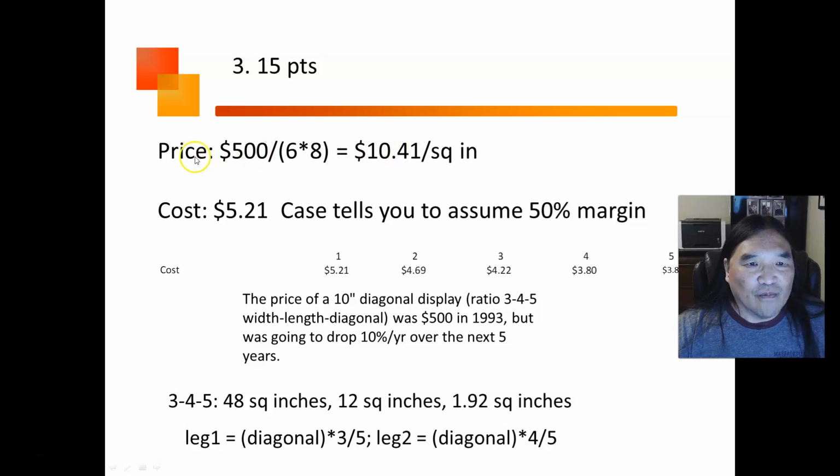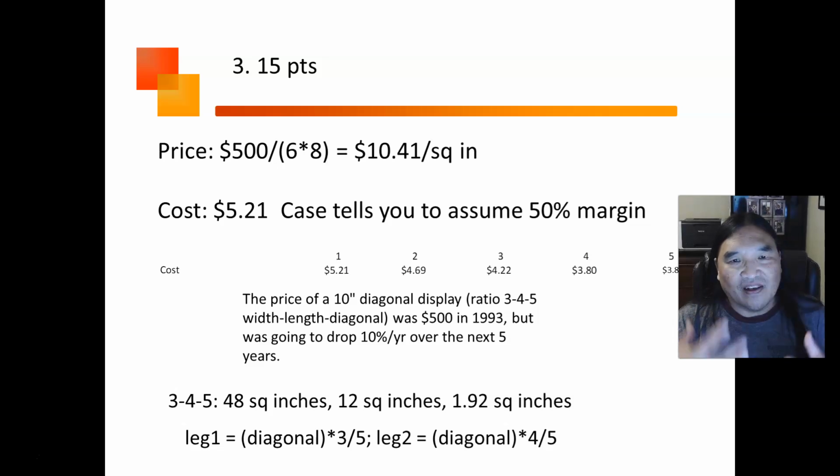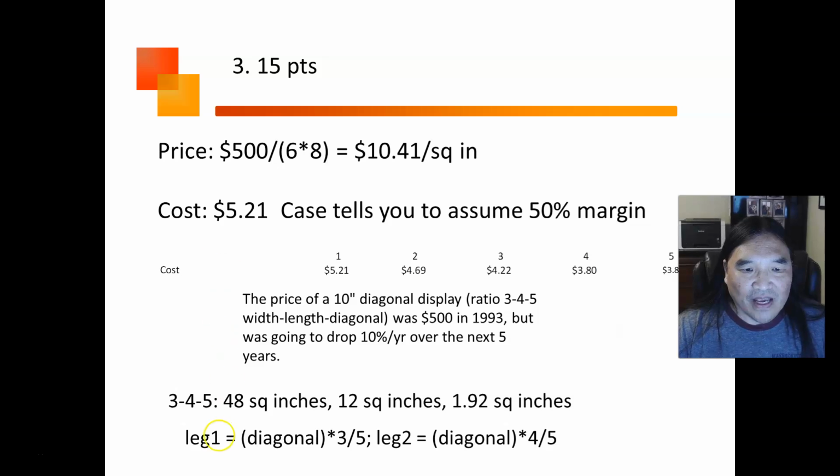So what I'm charging for is $10.41 per square inch. However, the case tells you that they're charging at least 50% margin. So somewhere in there, you have to assume that it's going to be a 50% margin, which makes it 5.21, and then it decreases over time. Once again, all the information is there for you in the case, but you have to analyze it. Again, if you needed help, you could have come and talked to me.